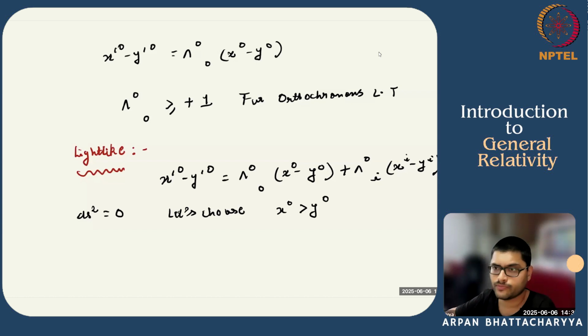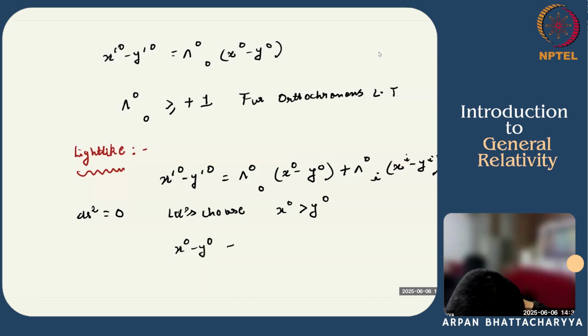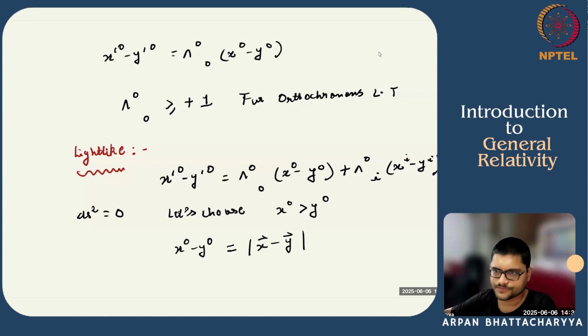Why not? You could have chosen the opposite thing also. We leave it for you to repeat this exercise for the opposite choice. Let's stick to this choice for now. Then the time interval will be the mod of the spatial interval. In general, the square is 0, which will give you both plus and minus, but we have chosen these two positive, so we have taken the plus.